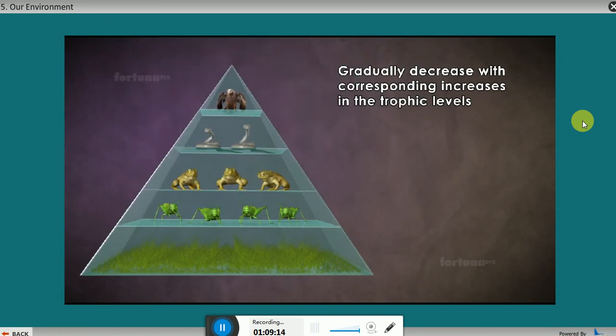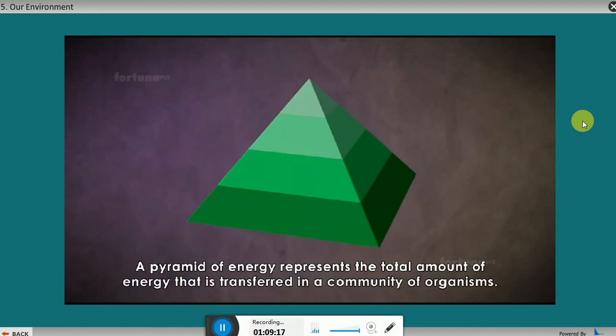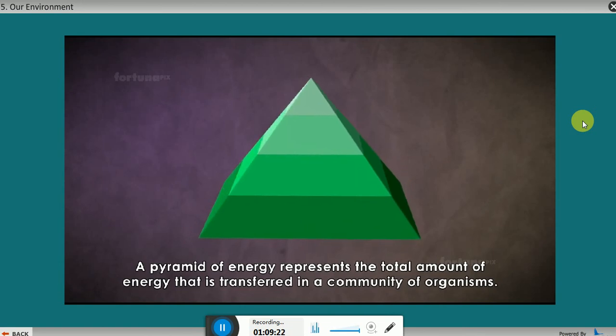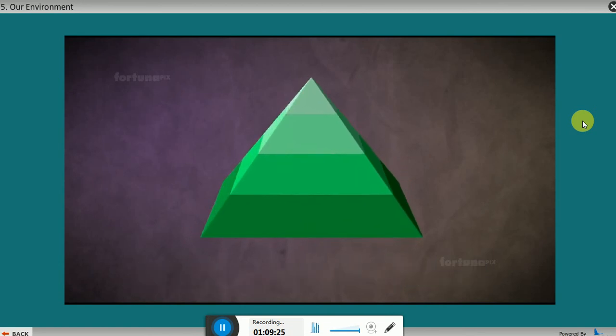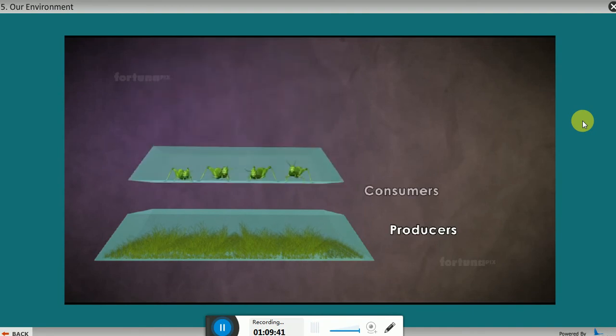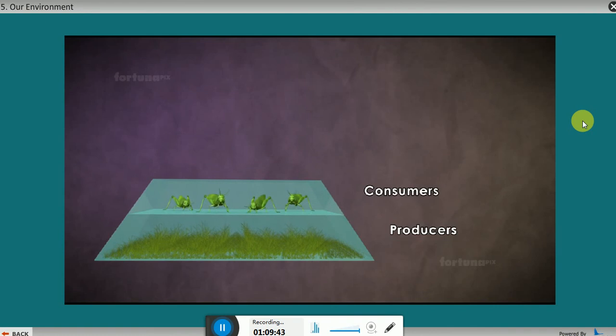A pyramid of energy represents the total amount of energy that is transferred in a community of organisms. The total amount of energy available for utilization will decrease when moving from lower to higher levels. At the pyramid's base, we will find the producers, which have the maximum energy. Consumers in the next level obtain energy by eating these producers. This second level with the consumers has a slightly lower energy level than that of the producers.